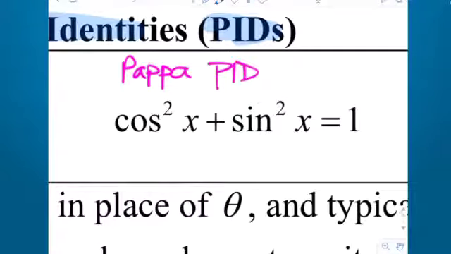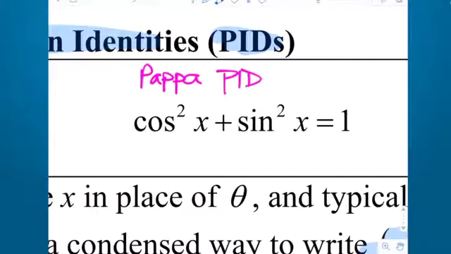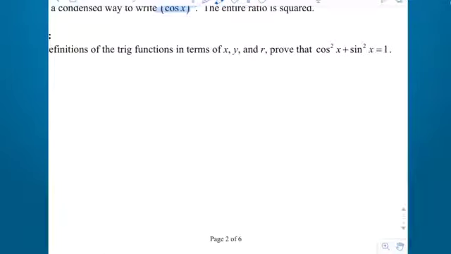And notice I went back to using x instead of theta. It doesn't really matter, right? Context clues will tell you if it's an angle or a ratio. If it follows a trig function, regardless of what letter you use, it's an angle, right? All right, let's prove this.